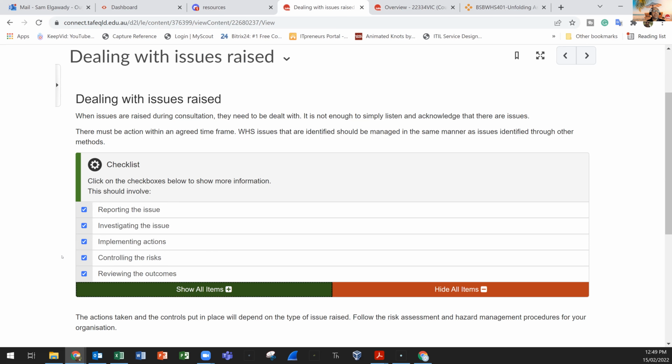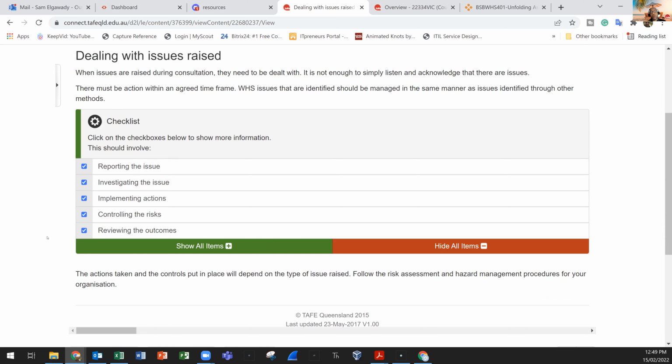Reporting the issue, investigating the issue, implementing actions, controlling the risks, reviewing the outcome. So it is not only just registering or reporting. I need to know what happened. Is there any investigation? How can we prevent this risk or this incident from happening again? How to be proactive, not only reactive.